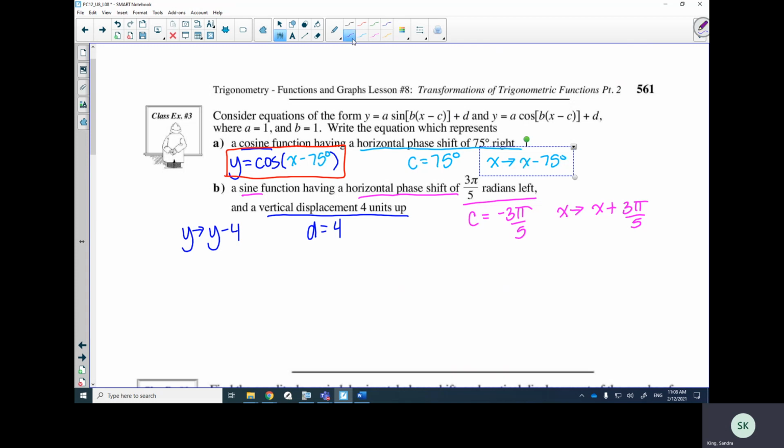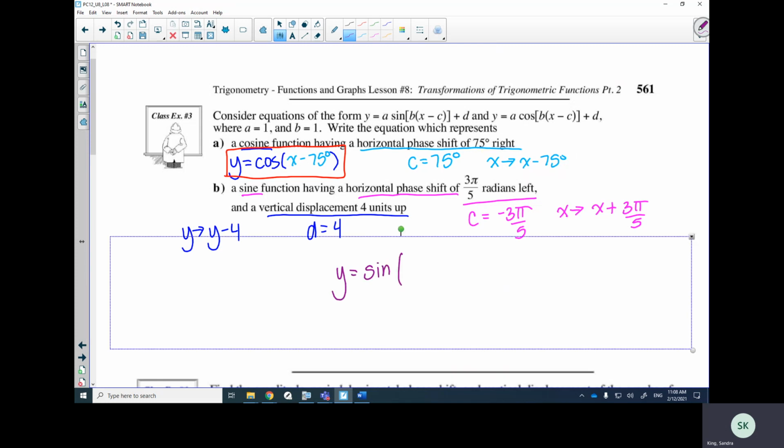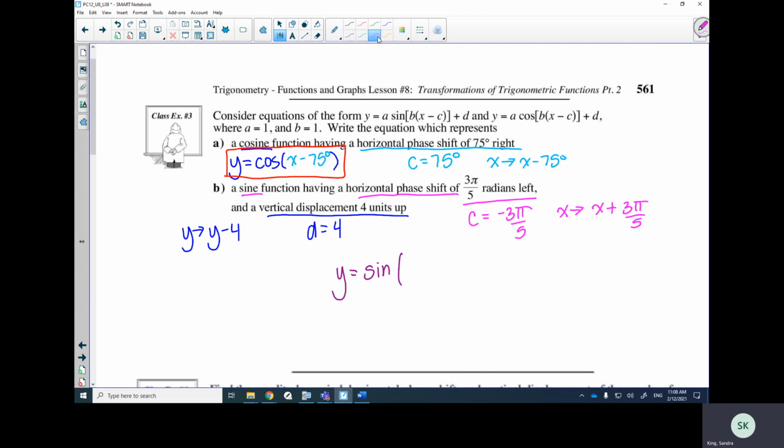Okay, see if you could figure out what your equation would be. It's a sine function. y is equal to the sine of, I've got to get my horizontal phase shift in, so that would be x plus 3 pi over 5. And then my vertical displacement is on the end, plus 4. And that would be the equation of your transformed graph after it underwent 2 transformations.